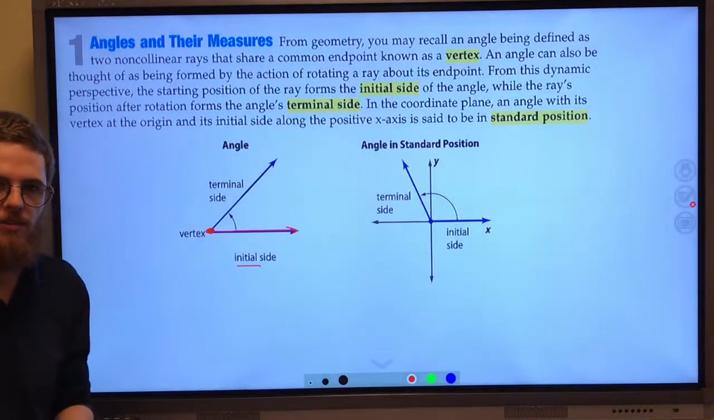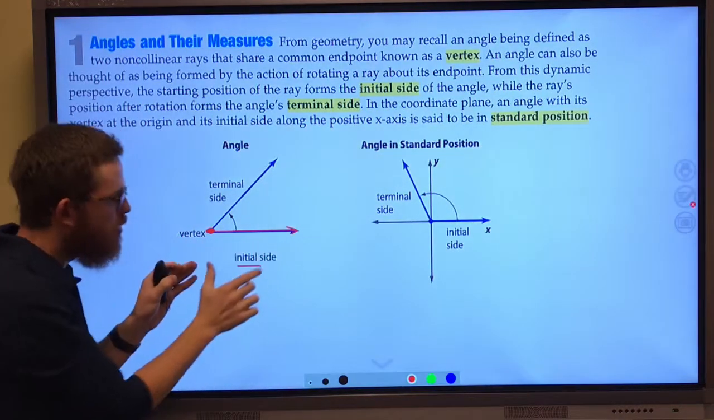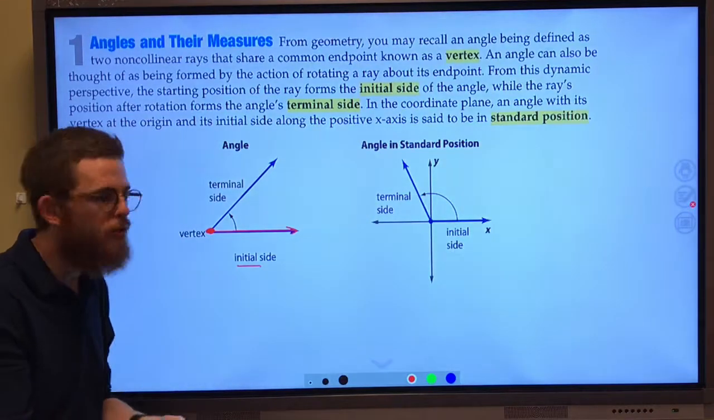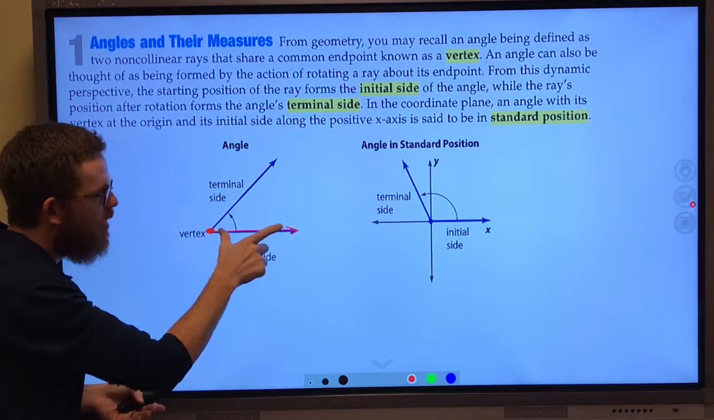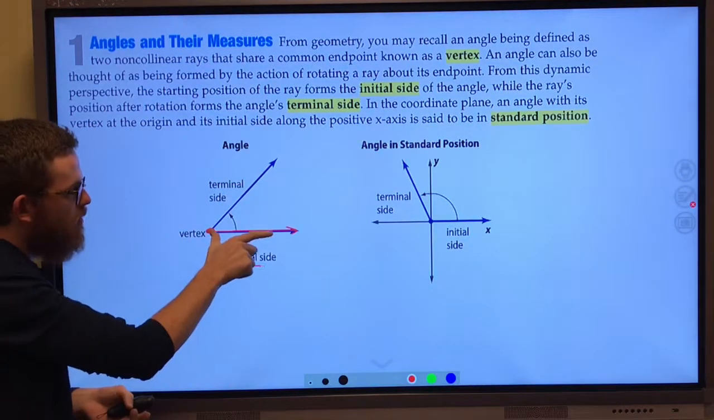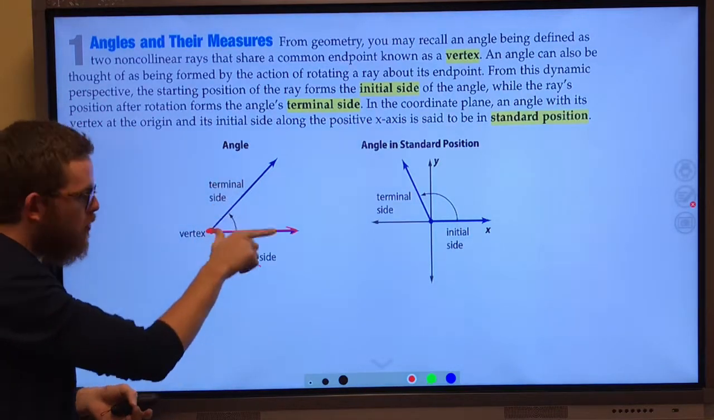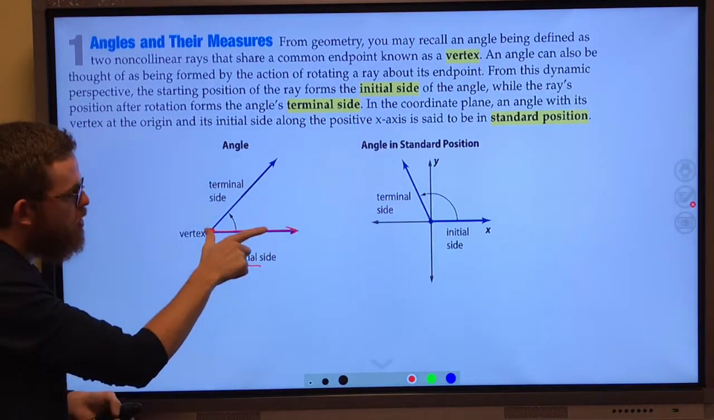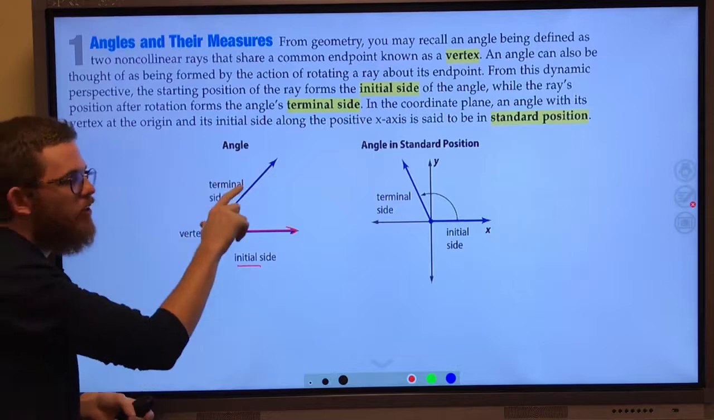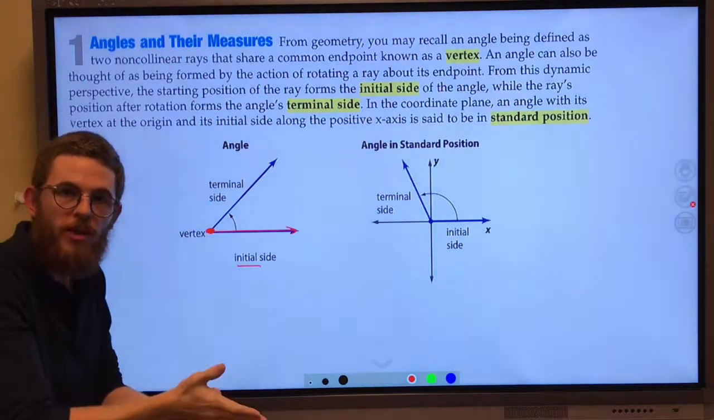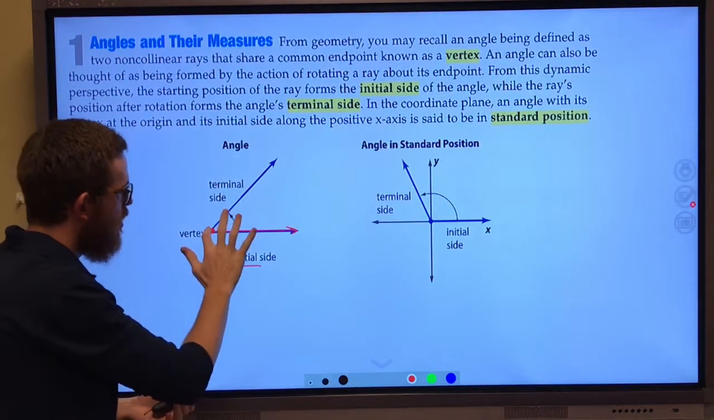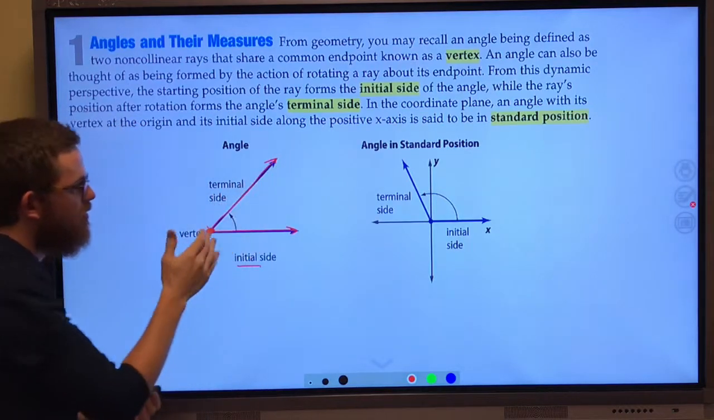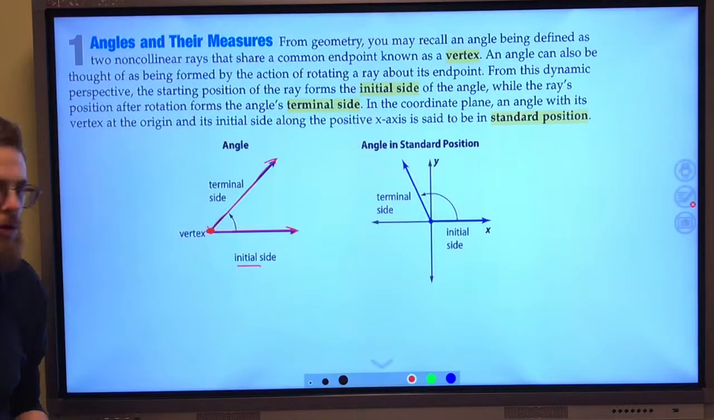around that vertex. So when we have our initial side, that's stationary, that's not moving, but this terminal side, it can either be rotated in this up direction or in this down direction here, but it's rotated until it stops. It is terminated, and that is our terminal side, is what we call it.